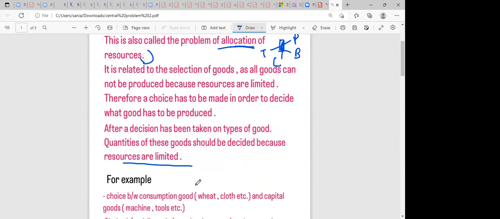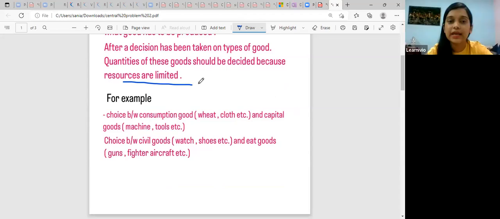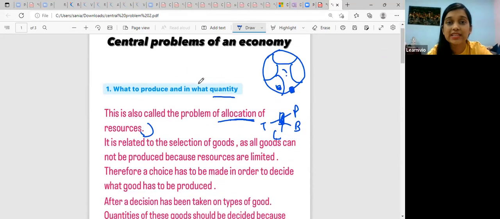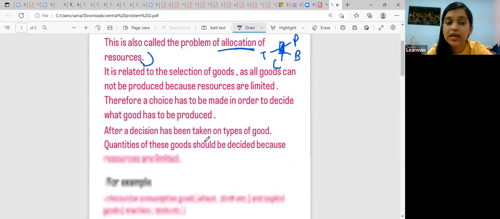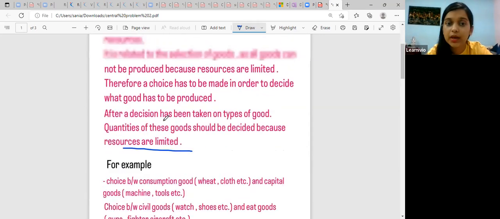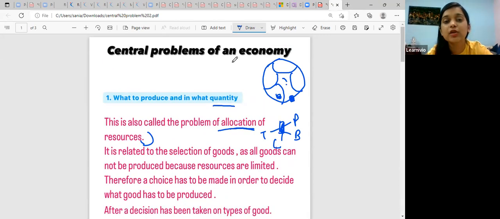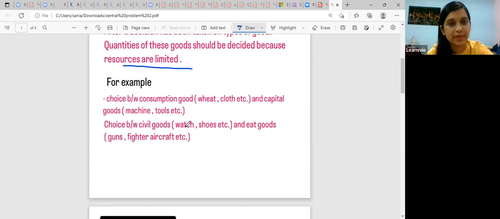Now, example. In the exam hall, if you get a question like "explain the problem of what to produce," then you are going to write this plus the example. But if in the exam hall you get "explain the central problems of an economy," you don't have to include an example because you have to explain three problems. That would be enough. But in case you get a single question asking you to explain only this problem, then you have to include an example as well.